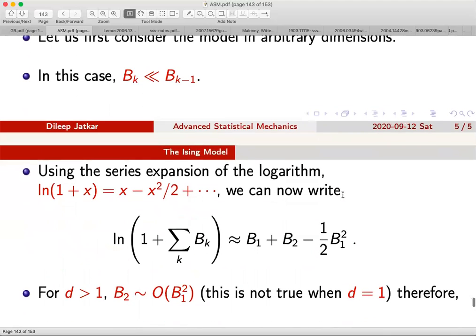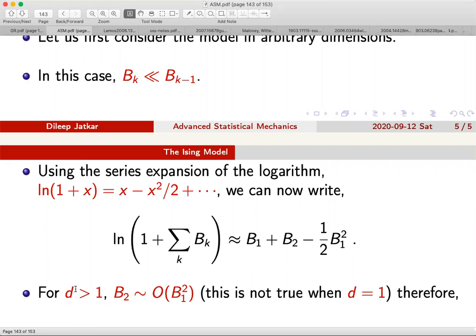Since we know B1 and B2 reasonably well, we just expand that and write it as B1 plus B2, which comes from x, minus half B1 squared, which comes from x squared by 2. You of course get minus half B2 squared also, but that is not relevant because that would be related to some higher order pieces for which we need to know B3 and B4 and so on. So this is good enough.